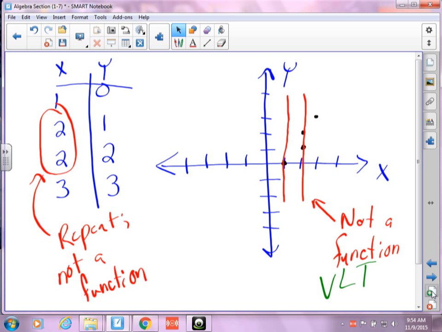But if ever you're on your MCAs and you look at a table and you're not quite sure about the rule, most students remember the vertical line test. So they'll draw a graph off to the side of their paper and they'll be like, oh, yep, that's right. They repeat, vertical line test doesn't work. Yep, this is not a function. This is a wannabe function.